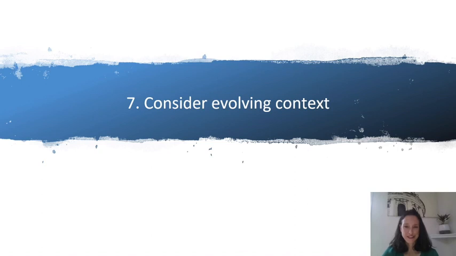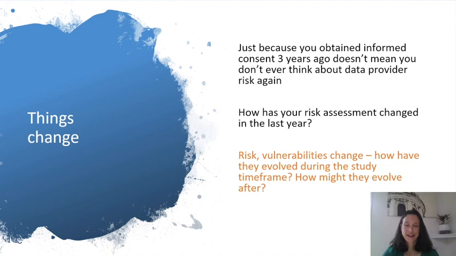Okay, point number 7, consider the evolving context that you're working in. I just flagged this because it's a quick reminder that you may have assessed your data provider's risks and what you needed to state in the informed consent 3 years ago when you first collected baseline data, and maybe a year ago when you were collecting the follow-up data. But risk changes, things change.